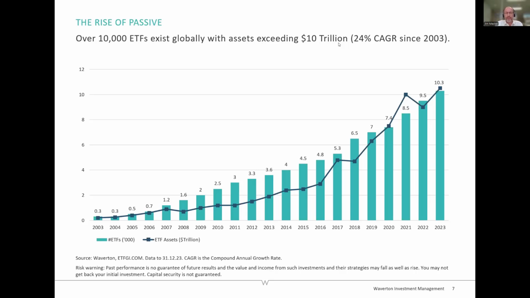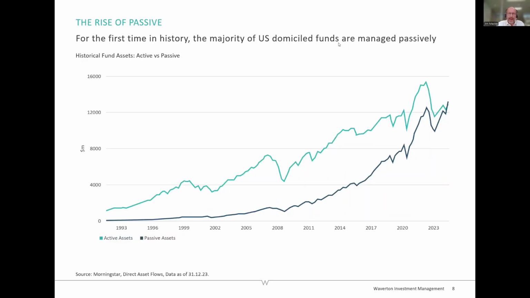And so this is looking at ETFs over the last 20 years or so, and there's now over 10,000 ETFs with $10 trillion invested in them. And that's a growth rate of around 24% per year over that 20-year period. So massive growth, a huge number of ETFs, huge number of options. And interestingly, we've now seen in the US, the assets held in passive vehicles are now larger than those in active funds.